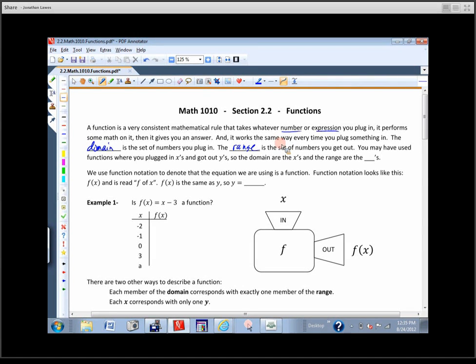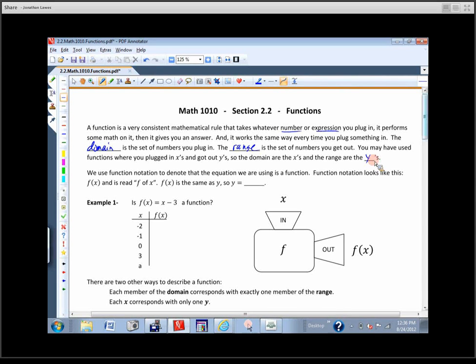Most of the time we plug in x's and get out y's. So usually the domain are the x's and the range are the y's. Now it's possible to deal with different things where they're not x's and y's, and then we go back to the original definition. The domain are the things you plug in, the range are the things that you get out.